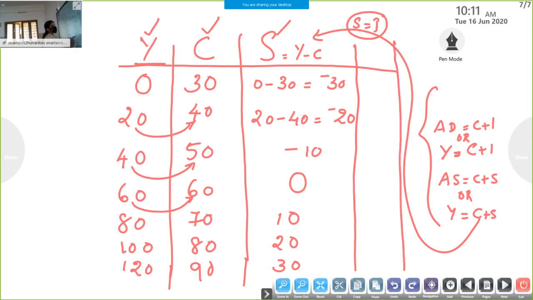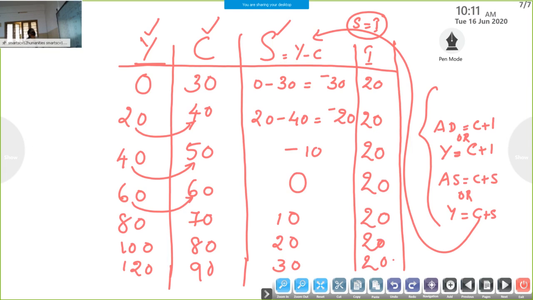Here we are taking autonomous investment. I should be constant. Okay. So I am taking here, your wish you can take again, I am saying 20. So at all levels, investment is equal to 20.